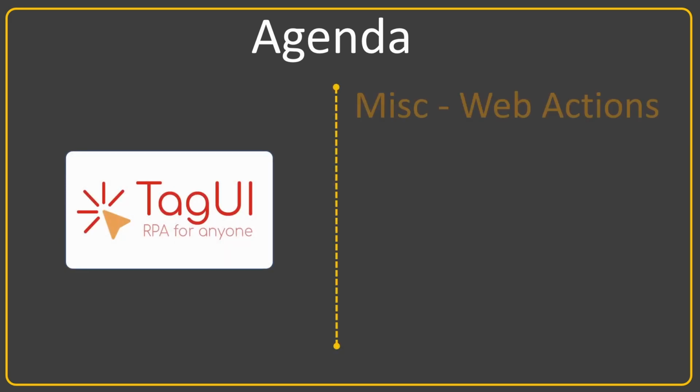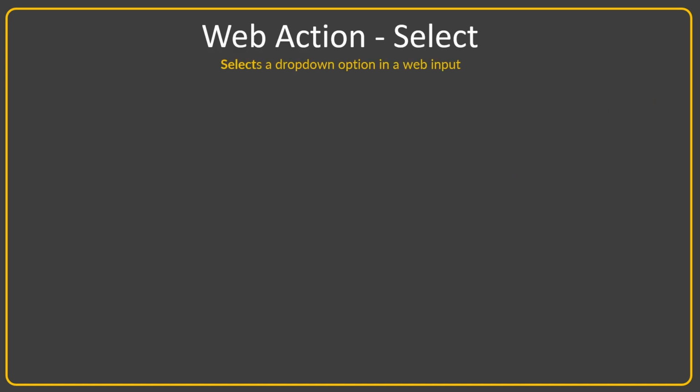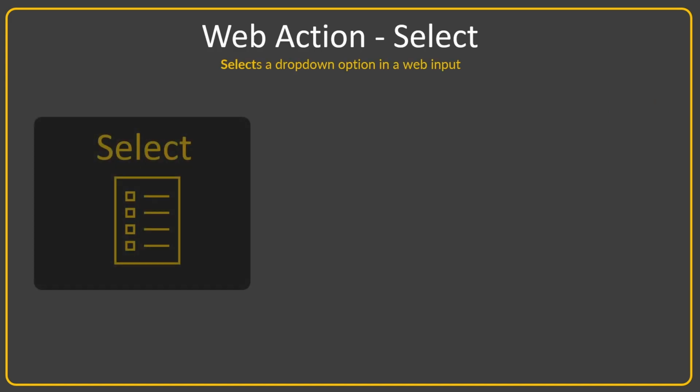In this session, we are going to see select on the topic of miscellaneous web actions. Select is a select box with the selected items, and you can choose one of the items from the list as a selection. It's a fairly simple web action which selects the drop down option in a web input.